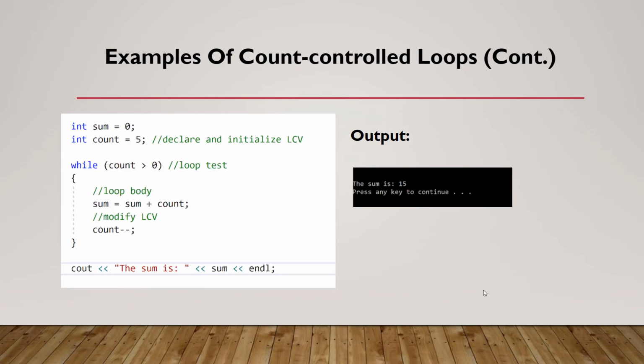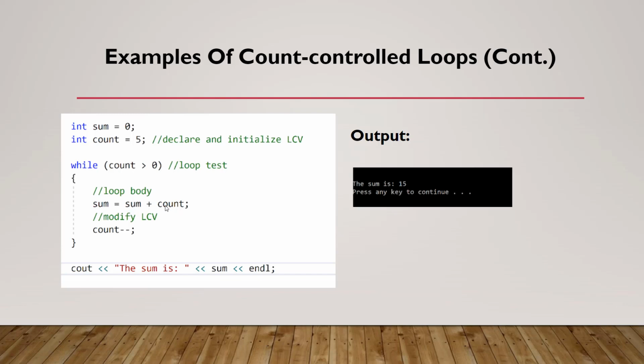So here's another one. This is going in the opposite direction, though. Not to confuse anybody, but we can do a count controlled loop going backwards as well, if we wanted to count backwards from 5. And what this is doing is keeping track of a sum. Count starts at 5, sum is 0. Our while statement says while count is greater than 0, which is true initially because 5 is greater than 0.